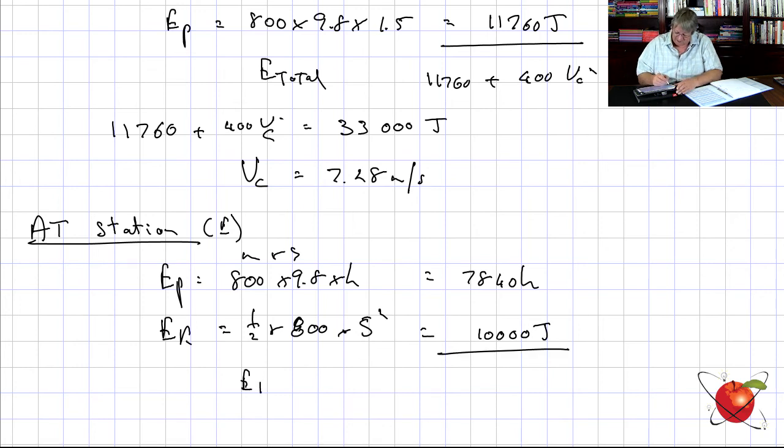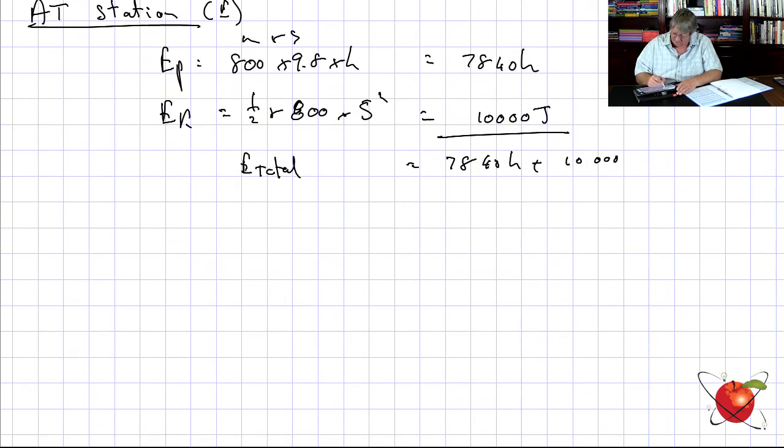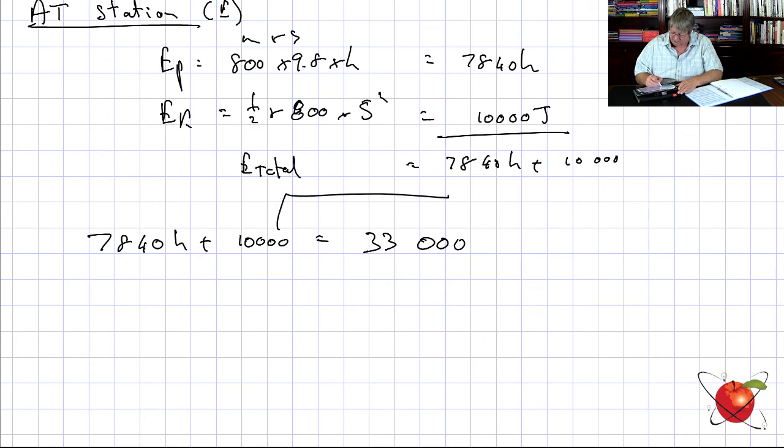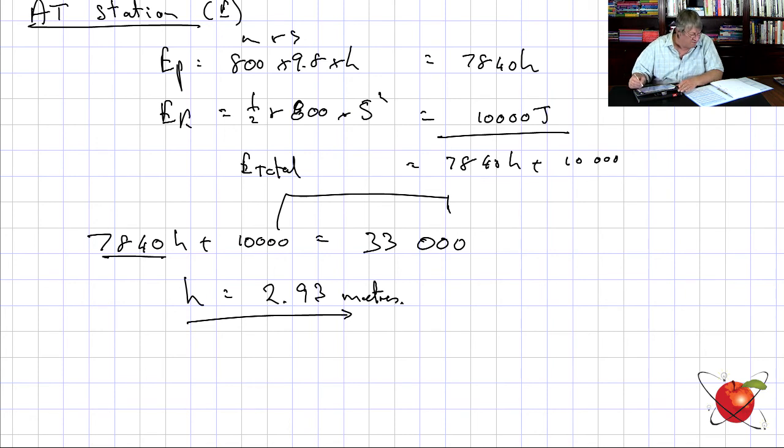All right. So at the station, which is point E, I think. What do we say? We say EP is equal to 800 times 9.8 times h, m times g times h. EK is going to be a half times 800, half m v squared. Now v, they've told us, is 5. So that's going to be equal to 10,000 joules. And EP is going to be 7840h. Correct? 7840h, and 25 times 400 is 10,000 joules.